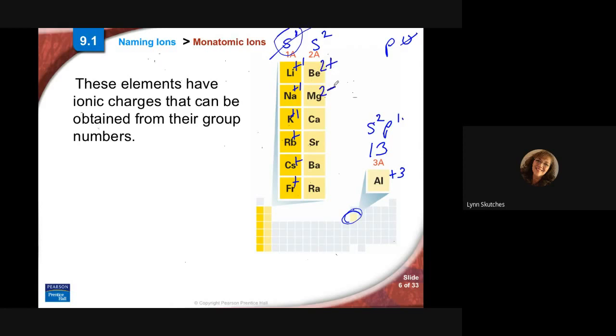Again, the proper way to write these is with the magnitude first and then the sign second. I don't care if you do +2, and you will see I go back and forth. It doesn't matter to me. So they all lose both of their s orbital electrons in their outer shell.